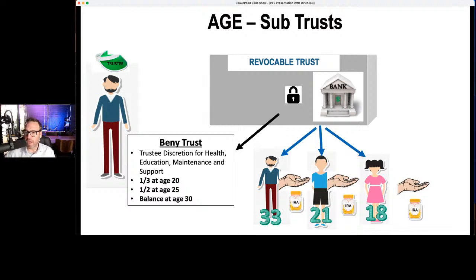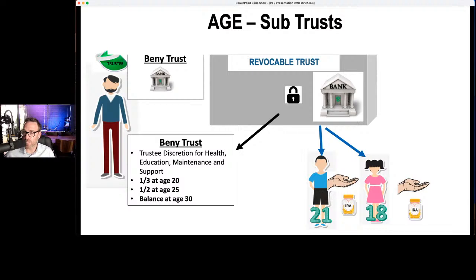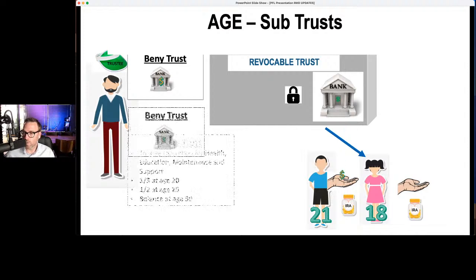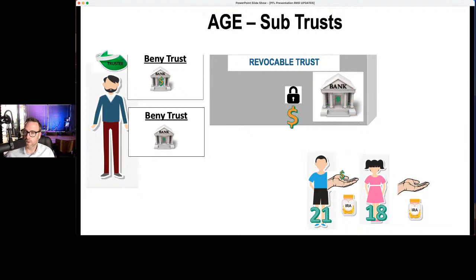Compare that to the age trust. So this age trust is designed to end at the age of 30. So if the beneficiary is 33, they would get all of their share directly and outright. The 21-year-old, he's going to get 1/3 because he's over 20. And then the rest is going to be held in trust for him until he reaches age 30. The youngest beneficiary at age 18, she's below 20, so all of her share will be held in a trust for her until she reaches that age.